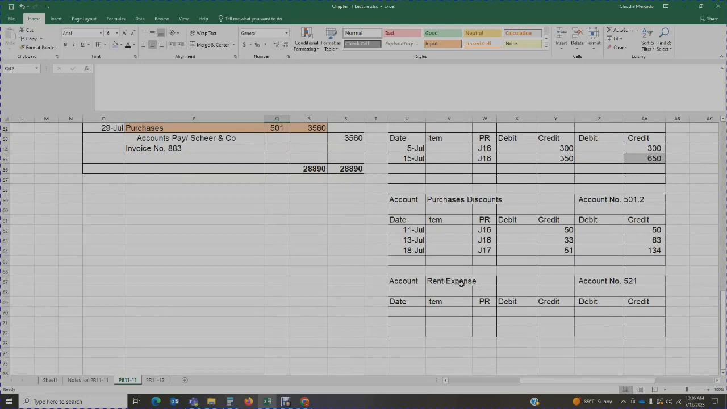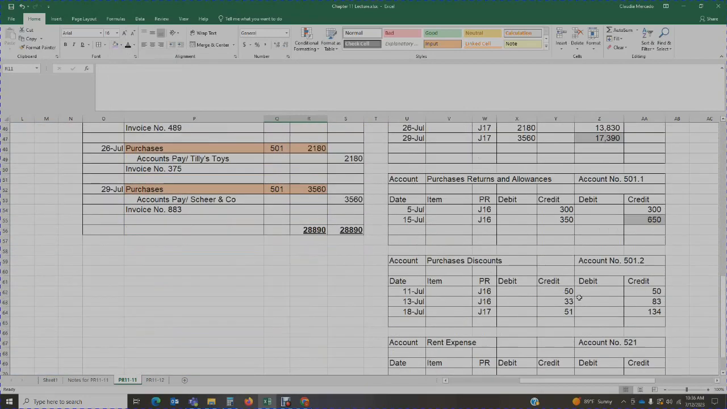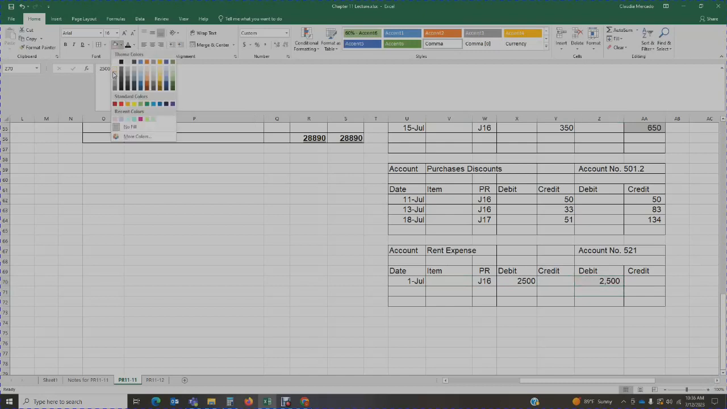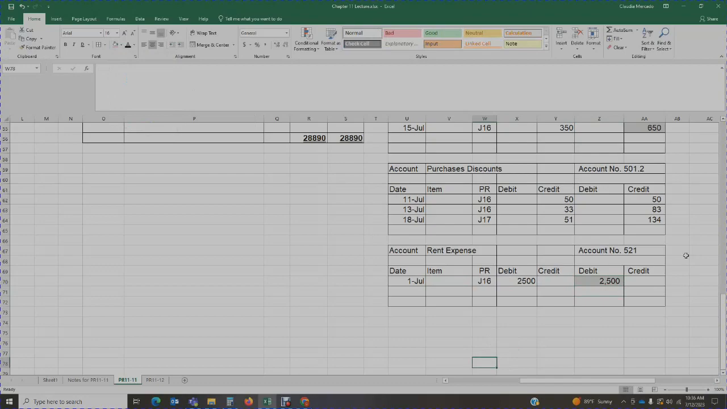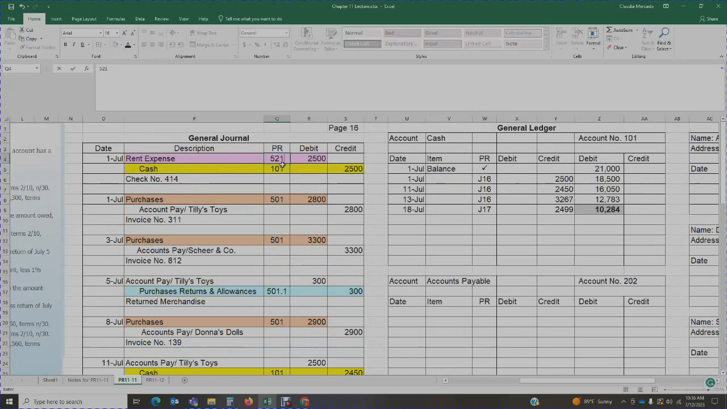Then last but not least, we've got our rent expense. We're going to locate our rent expense. And we had one entry for rent of $2,500 on July the 1st. We have a Journal 16, and we've got a debit of $2,500. And this is account number 521. I'm going to put a 521 here.